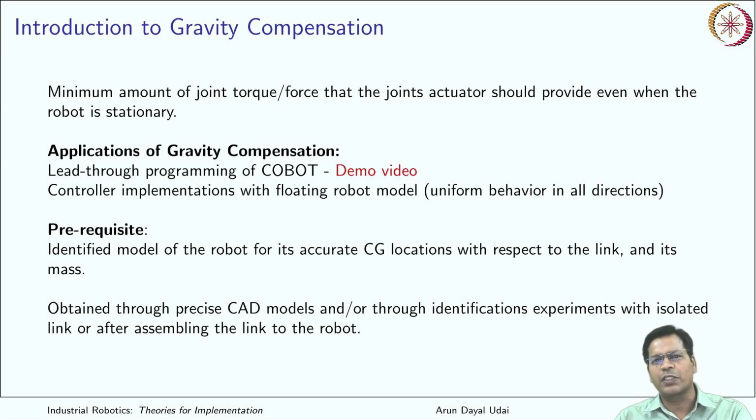The prerequisite for this type of control is that you have identified your robot. Why do you need identification? Because a robot link, although it appears like a solid body from outside, is very complex inside. There is a transmission system, a motor, a reducer, electronics, and wires hanging all around. So yes, inside it is very, very complex.